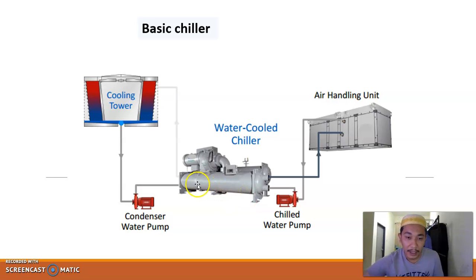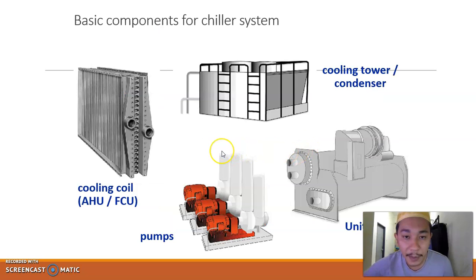In another part of the piping system for the chiller, we have the open loop system, or what we call the cooling tower system. This is the condenser water pump that rejects the heat to the cooling tower, and it is pumped by the condenser water pump. This is the basic component for the chiller system.